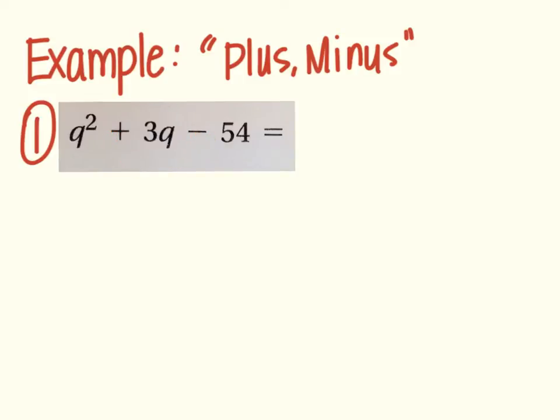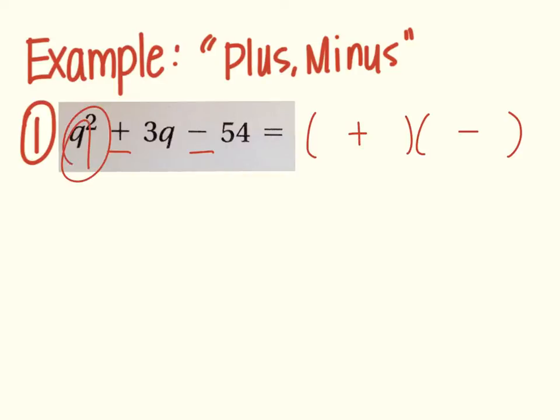And when that's the case, and you factor it, you're going to do two sets of parentheses, of course, and your signs are going to be plus minus. And really, if the last term is negative or minus, they're going to be different signs. For this one, since the middle term is plus, the bigger term is going to be the plus term.